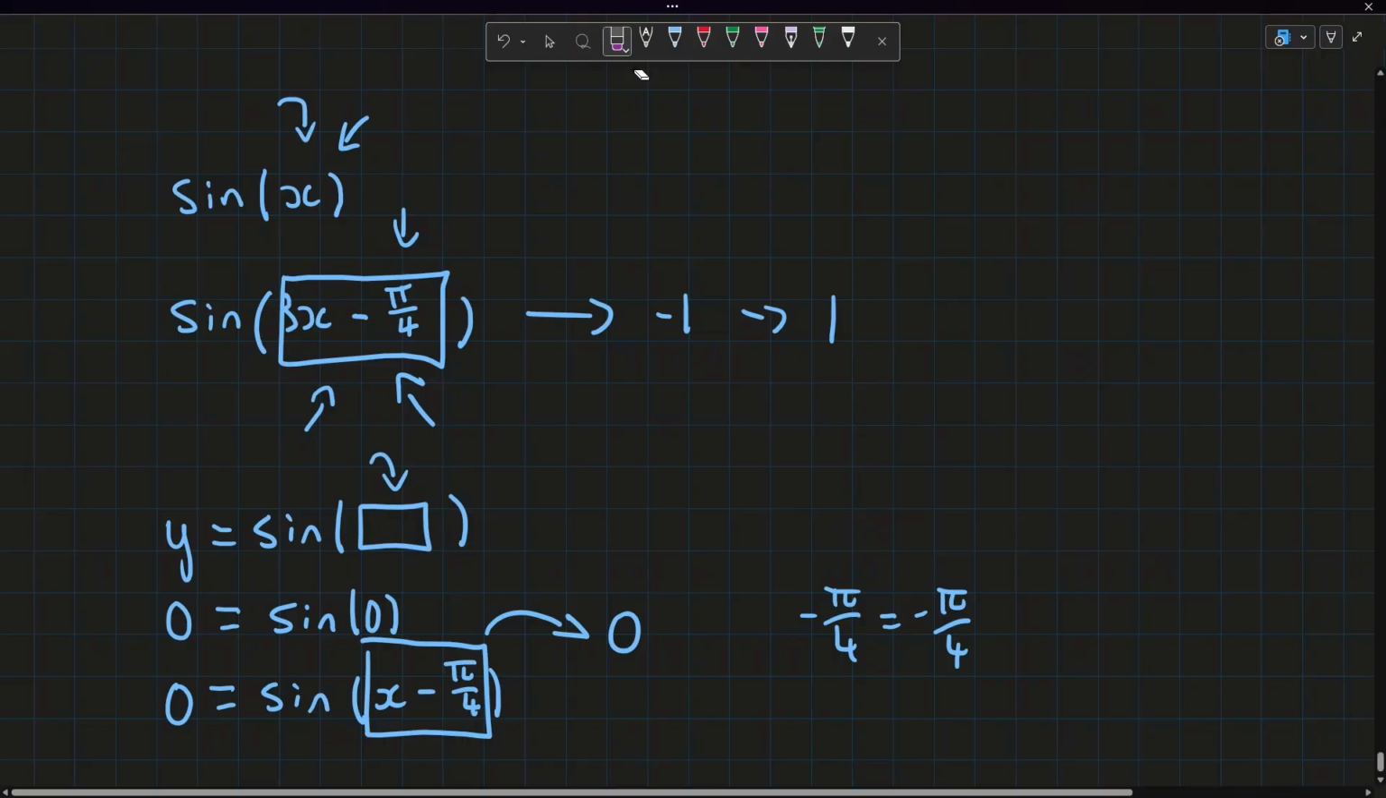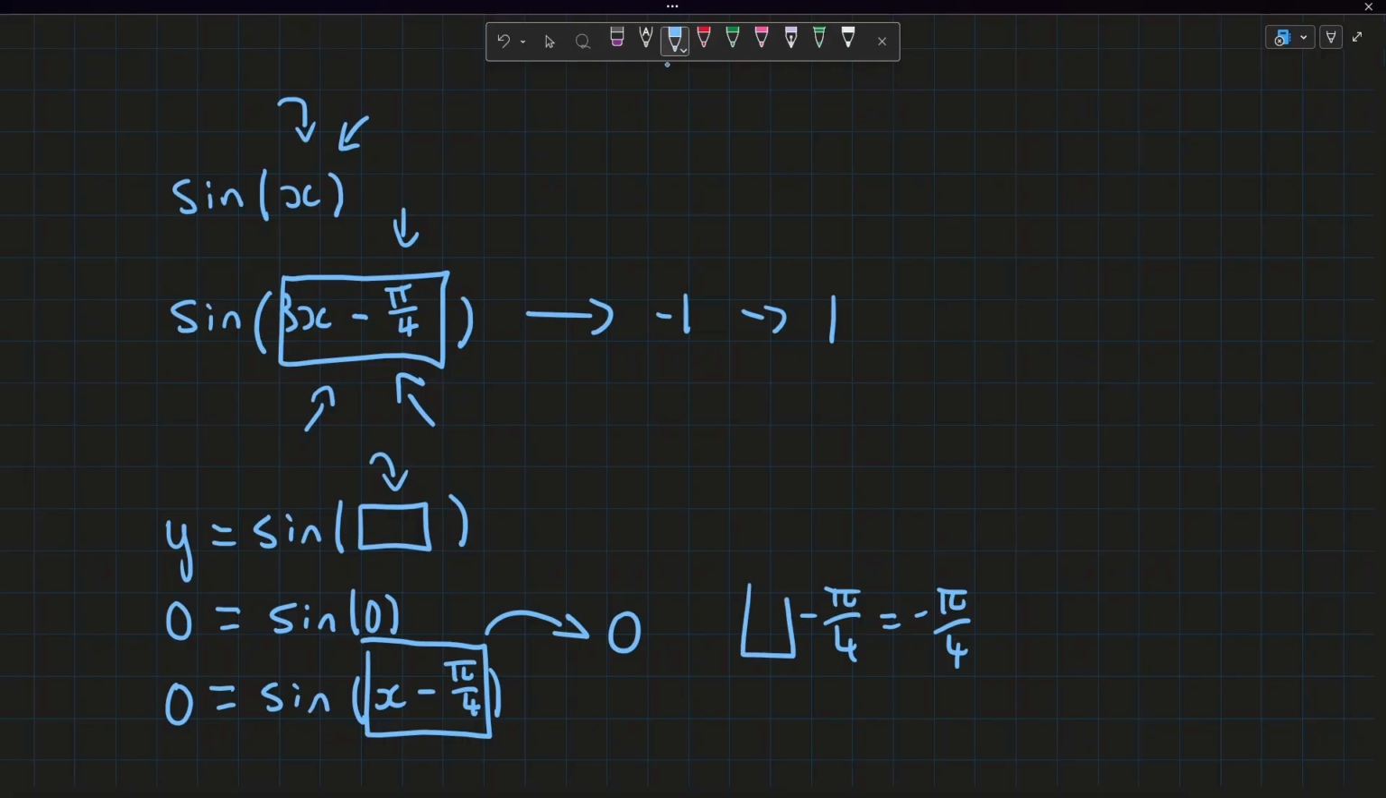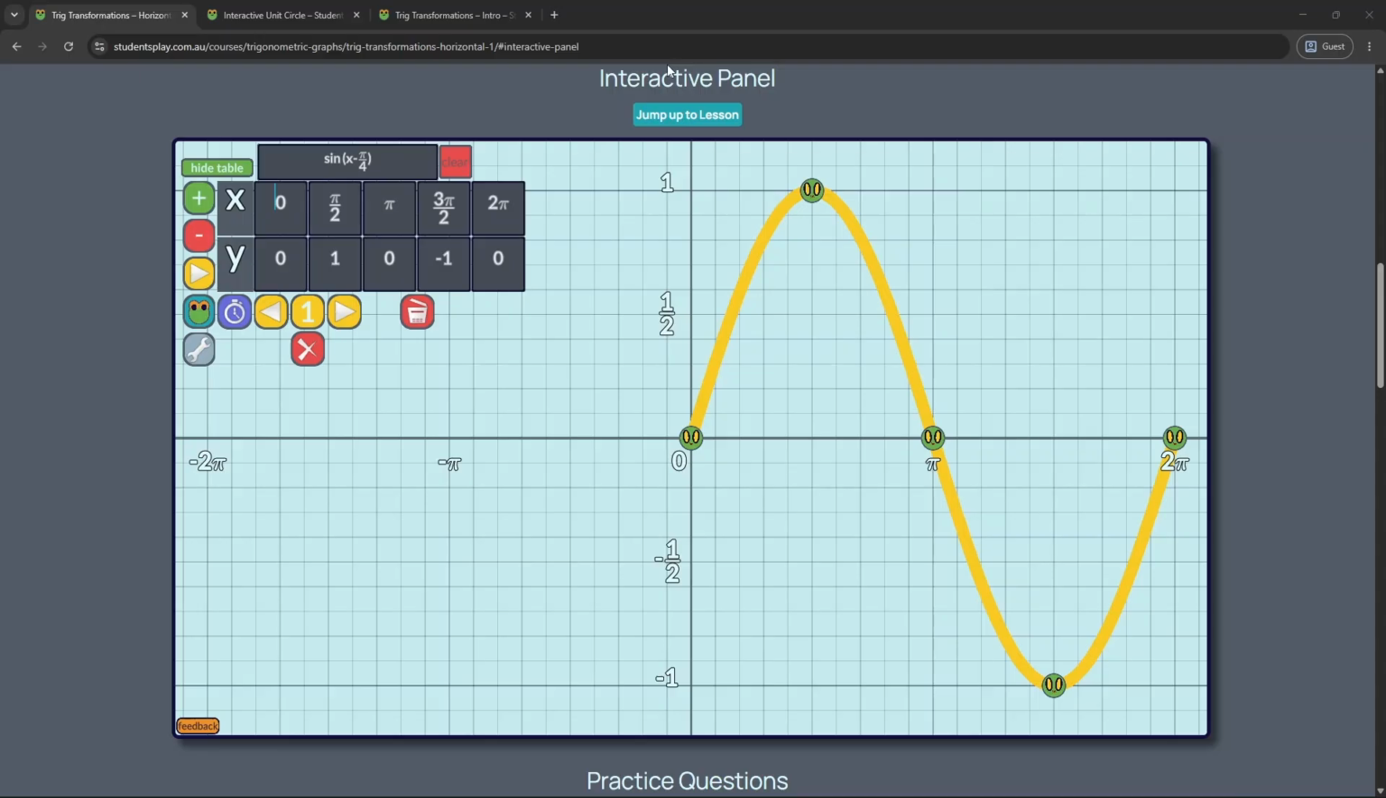So instead of x being 0, we need to make x something else. So what minus pi on 4 would give us the 0 that we're looking for? Well, it would just be pi on 4, because pi on 4 minus pi on 4 is 0. So let's make this pi on 4. Now if we put in pi on 4 for x, pi on 4 minus pi on 4 is 0, and sine of 0 is 0. So that's great.